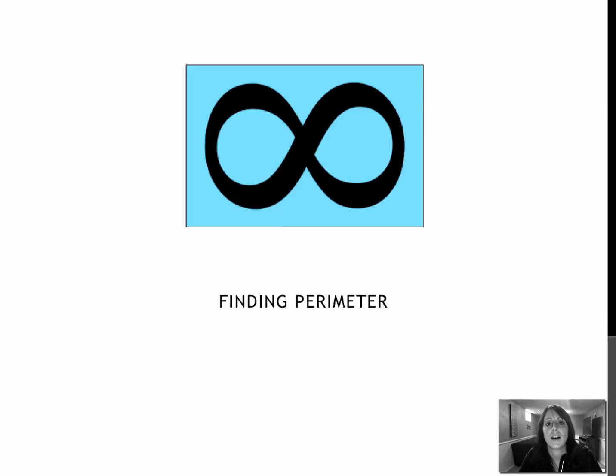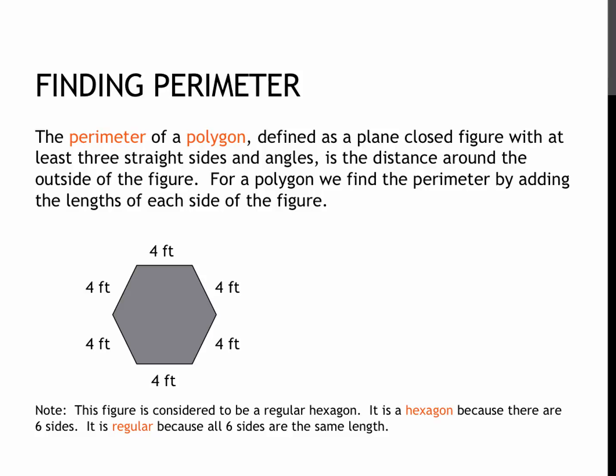Another application of addition is finding the perimeter of a figure. And the perimeter of a figure is simply the distance around the outside. So I have given you the official definition here. Perimeter is the distance around the outside of a figure of a polygon.